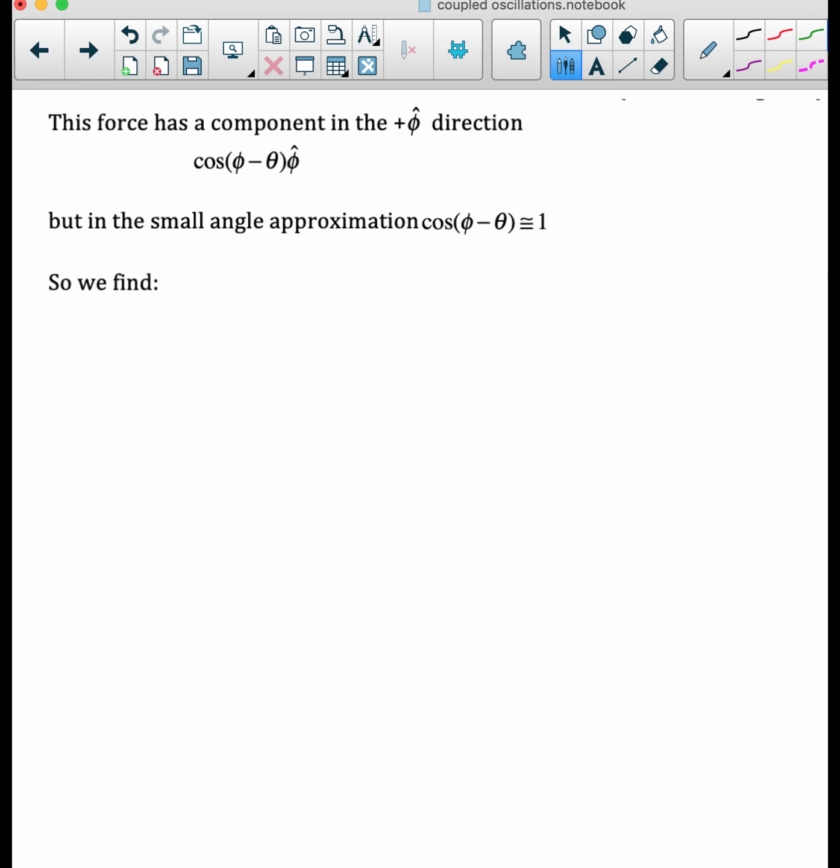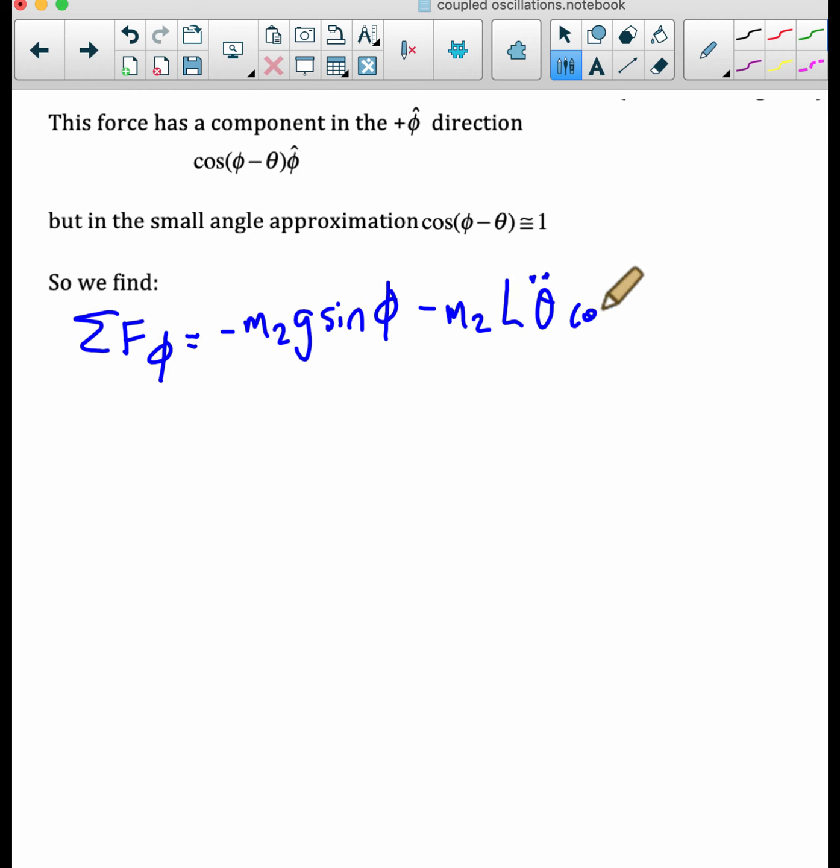So, summing the forces then in the phi direction, we get minus m2g sine phi, and then minus m2 L theta double dot cosine phi minus theta, and that's got to equal the mass times the acceleration in the phi direction.